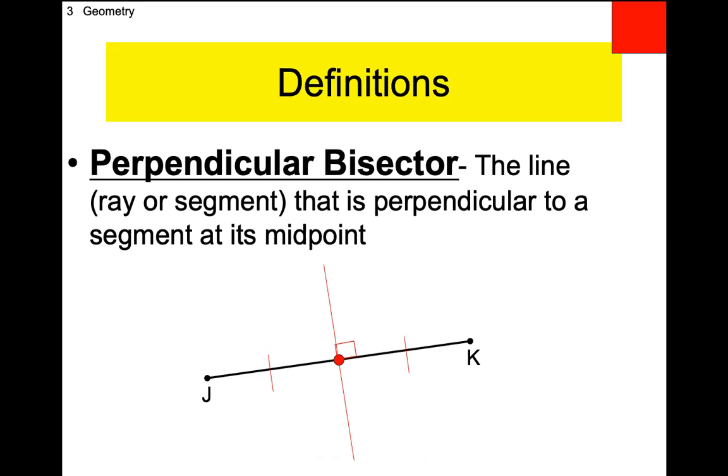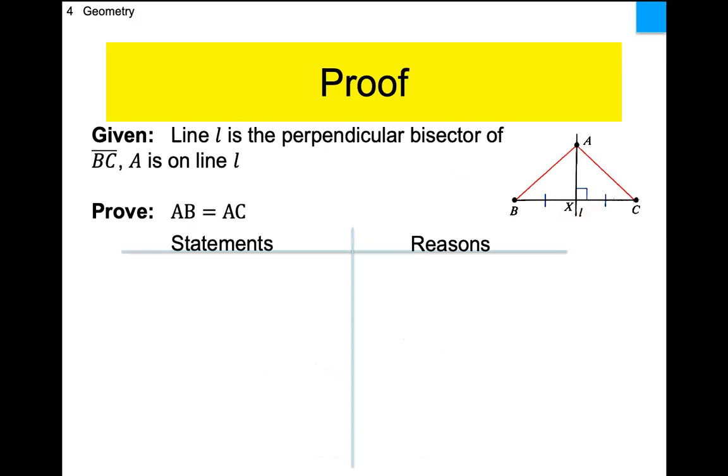All right, we good? So let's see. A median cuts things in half. Altitudes make right angles for triangles. And a perpendicular bisector cuts the segment in half, and it forms a right angle. All right, we've got to do at least one proof today. Here we go. This one's actually pretty easy. There's a lot of words there.